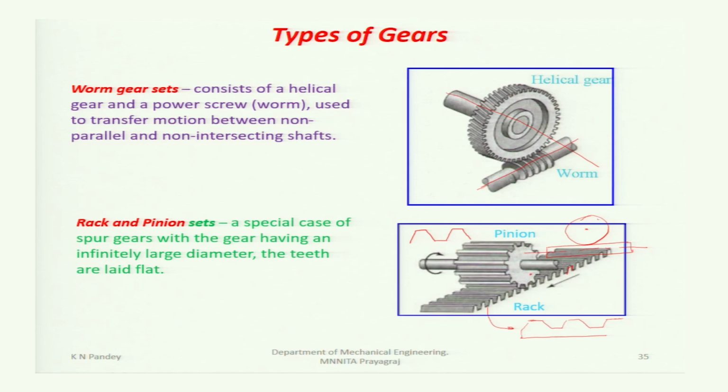This is the usual spur gear. The axis of the spur gear is this one, and when this spur gear rotates, this rack will have a linear motion in this direction. So, to convert rotary motion into linear motion, this rack and pinion arrangement is used.